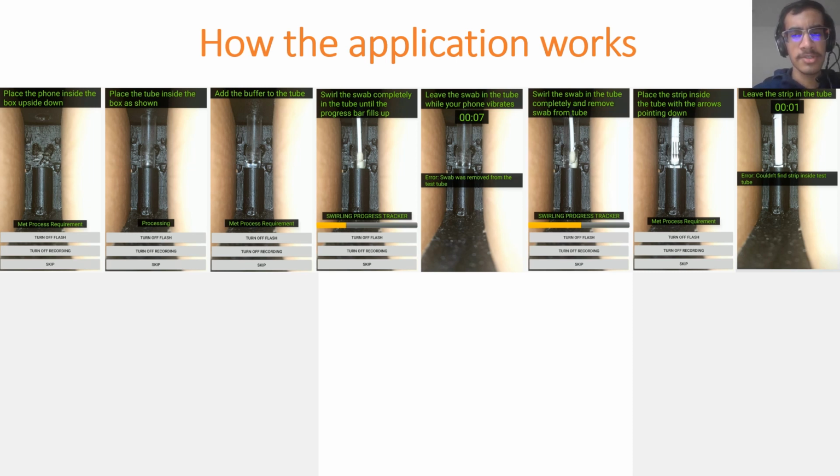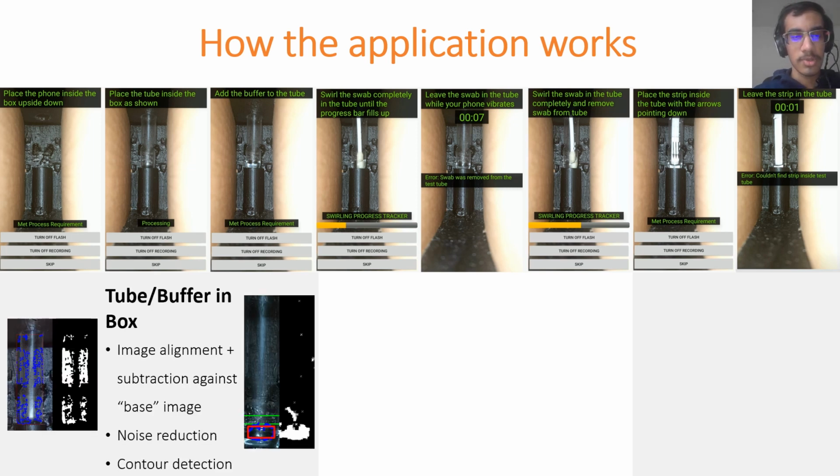The application utilizes relatively similar computer vision techniques to ensure that the user has completed these steps properly. What the application does is that it takes the first incoming image and treats it as the base image. All later frames are then compared against this base image using image alignment and image subtraction to get a difference between the box in the current frame and in the base image. The application then utilizes noise reduction along with contrast detection to ensure that the test tube has been placed inside the box and that enough buffer solution has been added to the test tube.